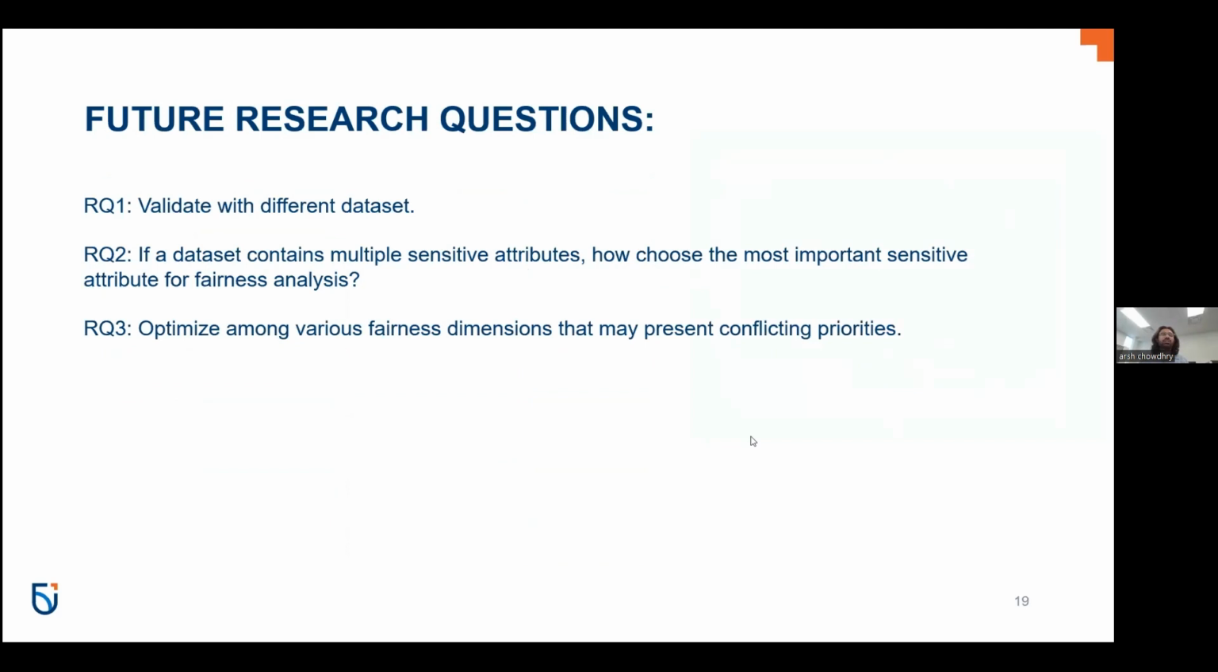These are the future research questions that we would like to look at. Now we want to validate with different data sets. And once that is done, if a data set contains multiple sensitive attributes, how can we choose the most important sensitive attribute for the fairness analysis? And the third one is to optimize among various fairness dimensions that may present conflicting priorities. These fairness definitions are conflicting with each other, which satisfies our multi-objective optimization problem. So by working between the two fairness dimensions, we can understand whether there is a trade-off or whether we don't get any trade-off. So that is where we are looking to go ahead.